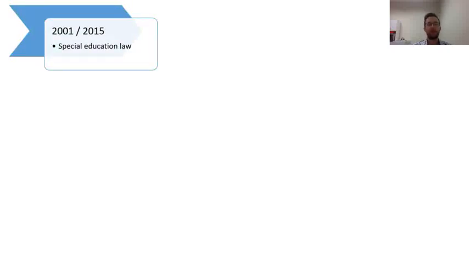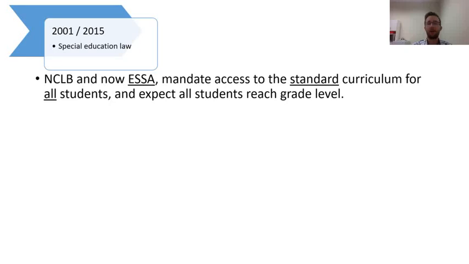Okay, so in the next era, there was another shift in culture. This is 2001 to 2015, referred to as the special education law era by your text. And so, No Child Left Behind, and now ESSA, the main federal law for general education K through 12, which replaced No Child Left Behind in 2015, mandates access to the standard curriculum for all students, and it's expected that all students reach grade level.